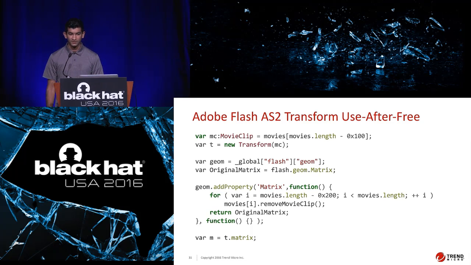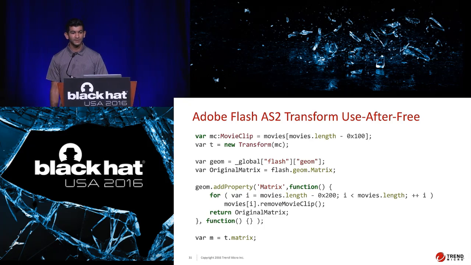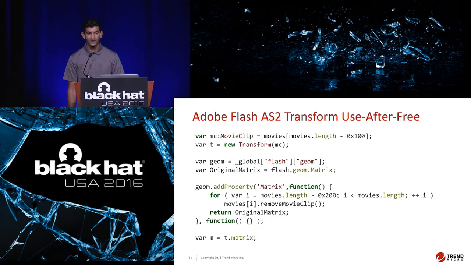The proof of concept here is fairly straightforward. We can ignore the first part. It's basically just getting a movie clip and getting a Transform object that we'll access. The second part is getting access to the geom object namespace that gets modified. After that is saving an original reference to the original matrix, because that has to be returned so that you can actually continue code execution properly.